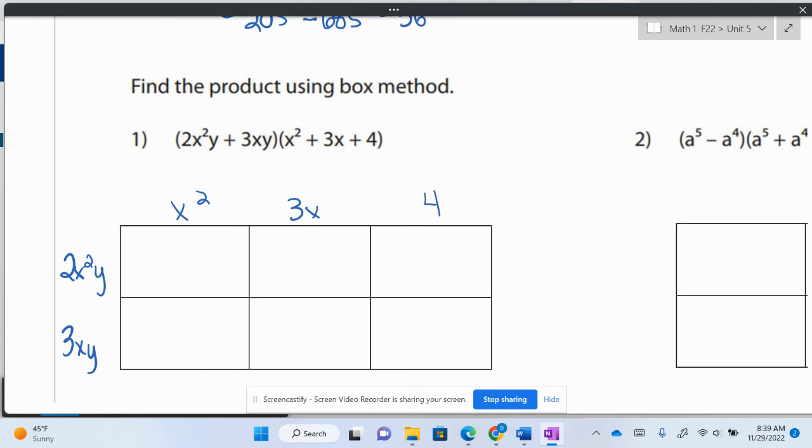So let's see, there's no term up front here, so I'm going to put a 1 in front of it. 2 times 1 is 2. X squared times x squared is x to the 4th y. 2 times 3 is 6. X squared times x is x cubed y. And then 2 times 4, 8. Bring your x squared y along.